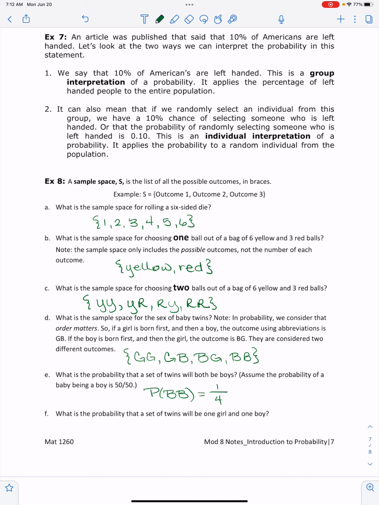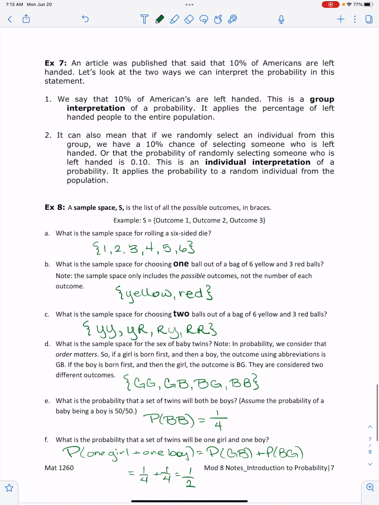Probability that a set of twins will be 1 girl and 1 boy is, I'm going to put it this way, the probability we get a girl and a boy, or the probability we get a boy then a girl, which is 1/4 plus 1/4, which equals 1/2. A 50% probability that a set of twins will have 1 girl and 1 boy.